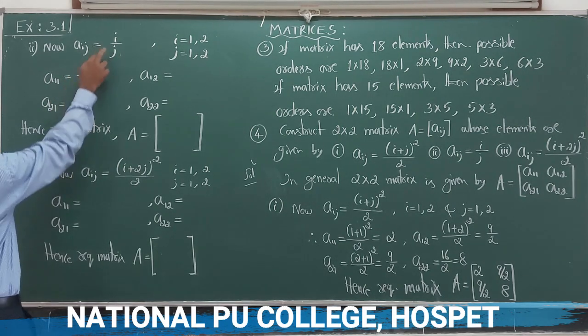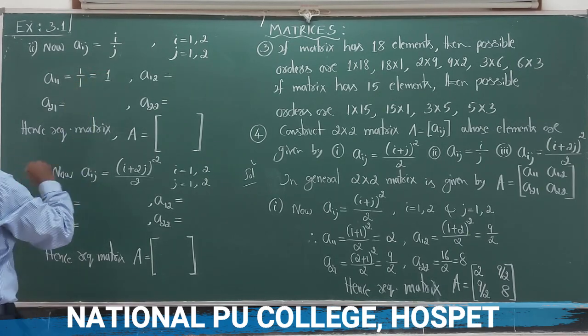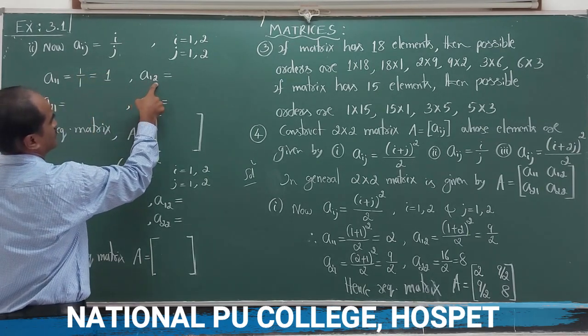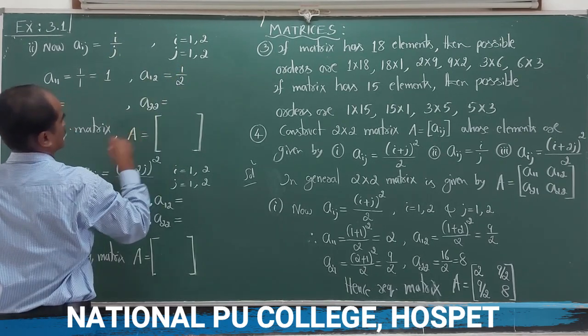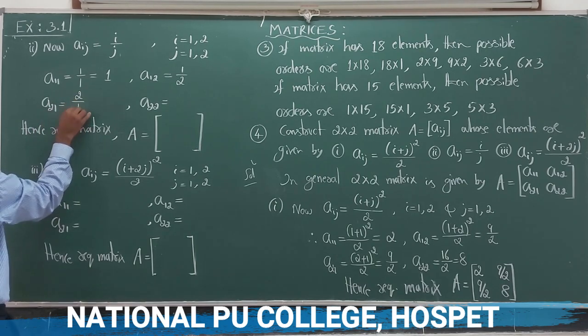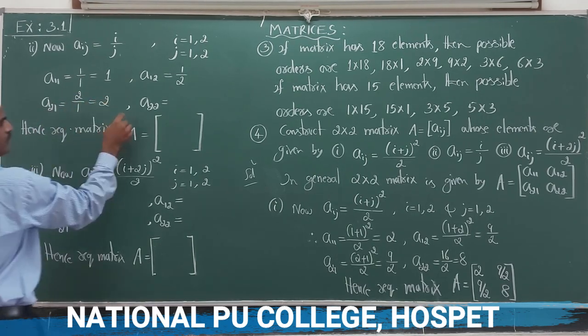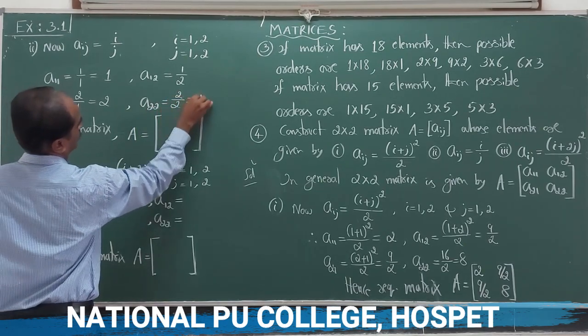A11, i value is 1, j value is 1, 1 by 1, that is equal to 1. A12, i value is 1, j value is 2, rule says i by j, that is 1 by 2. A21, i value is 2, j value is 1, 2 by 1, that is 2. A22, i and j both are 2 and 2, 2 divided by 2, that is equal to 1.